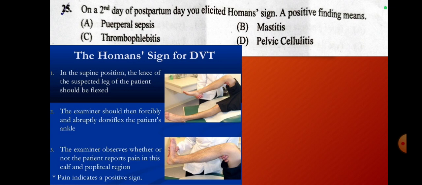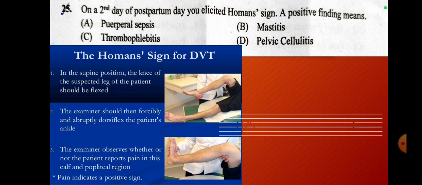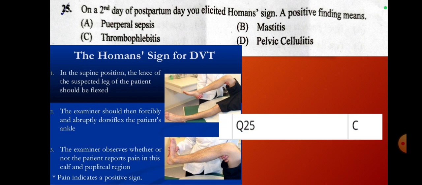On the second day of postpartum, you elicited Homan's sign. The positive finding means option A, puerperal sepsis, option B, mastitis, option C, thrombophlebitis, option D, pelvic cellulitis. The answer is C, thrombophlebitis.